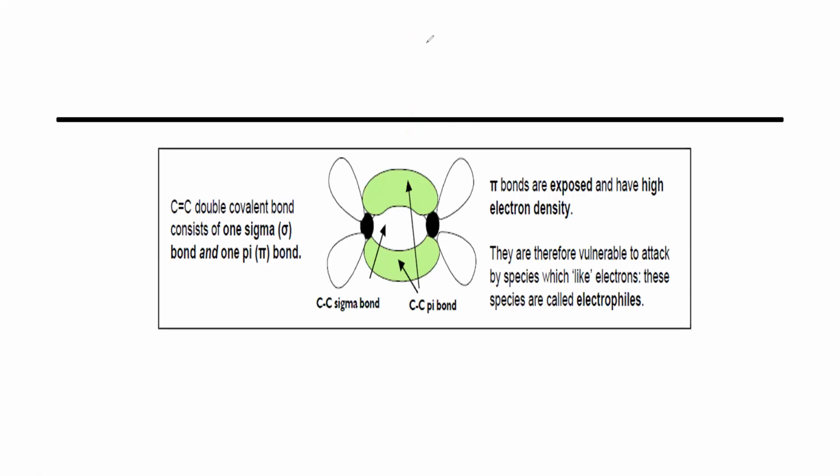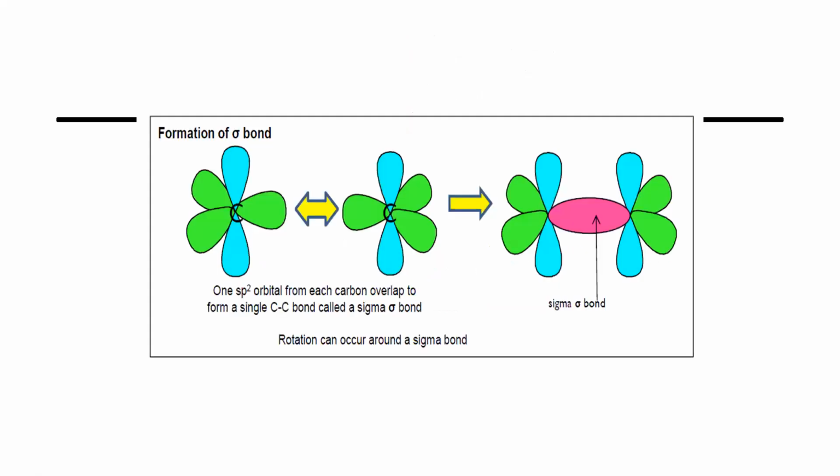Pi bonds are exposed and have high electron density, like the region of finding an electron is maximum, so they can easily break down. Because the electron-rich side is there, any substance which is electron deficient can attack the pi bond, and that substance is known as an electrophile.